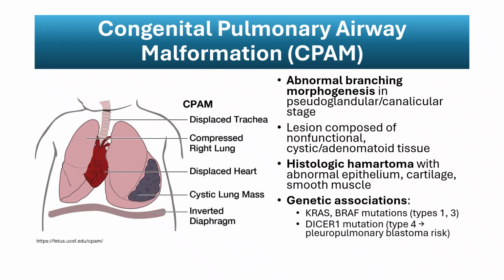The size, location, and type of CPAM determine the degree of prenatal lung compression and postnatal respiratory compromise. Large cysts can cause mediastinal shift, reduce functional residual capacity, and predispose to pulmonary hypertension. Recognition of the lesion prenatally or postnatally allows for risk stratification, planning for delivery in a tertiary center, and early surgical or supportive interventions. Understanding the developmental origin and structural characteristics of CPAM is critical for anticipating respiratory distress, associated anomalies, and long-term pulmonary outcomes.